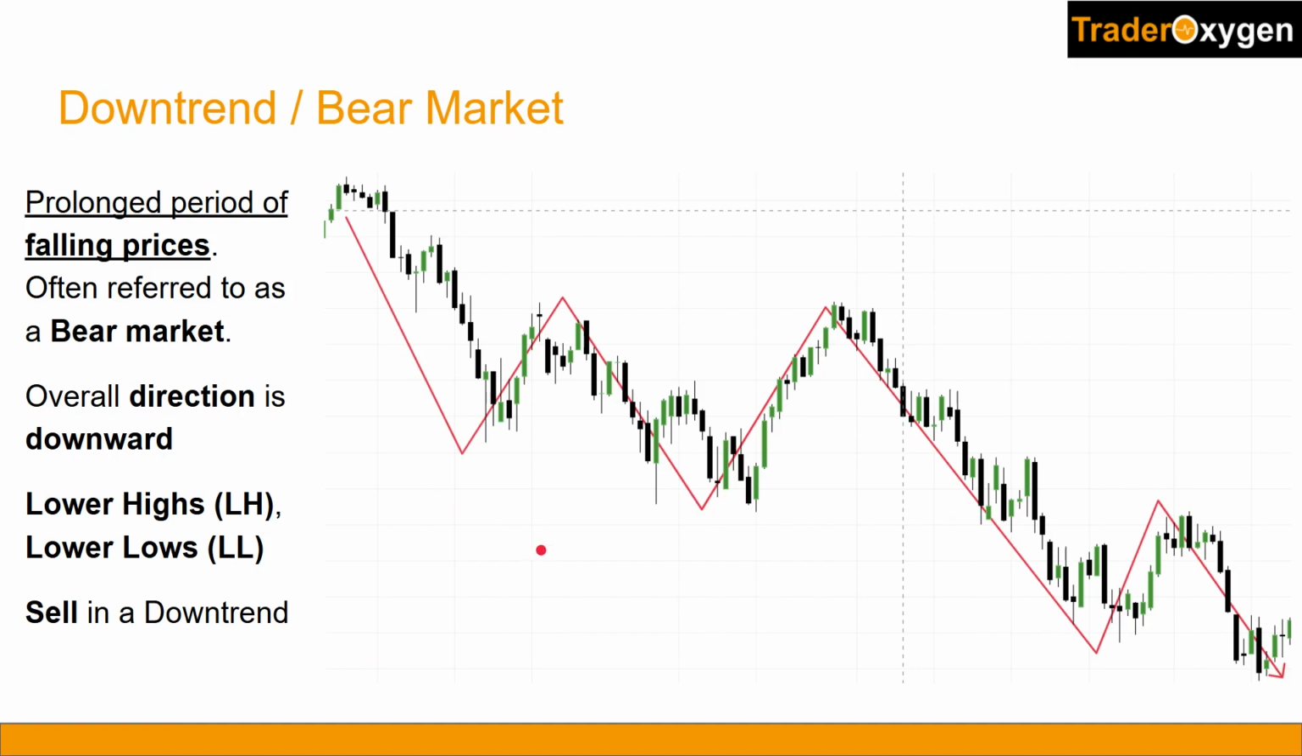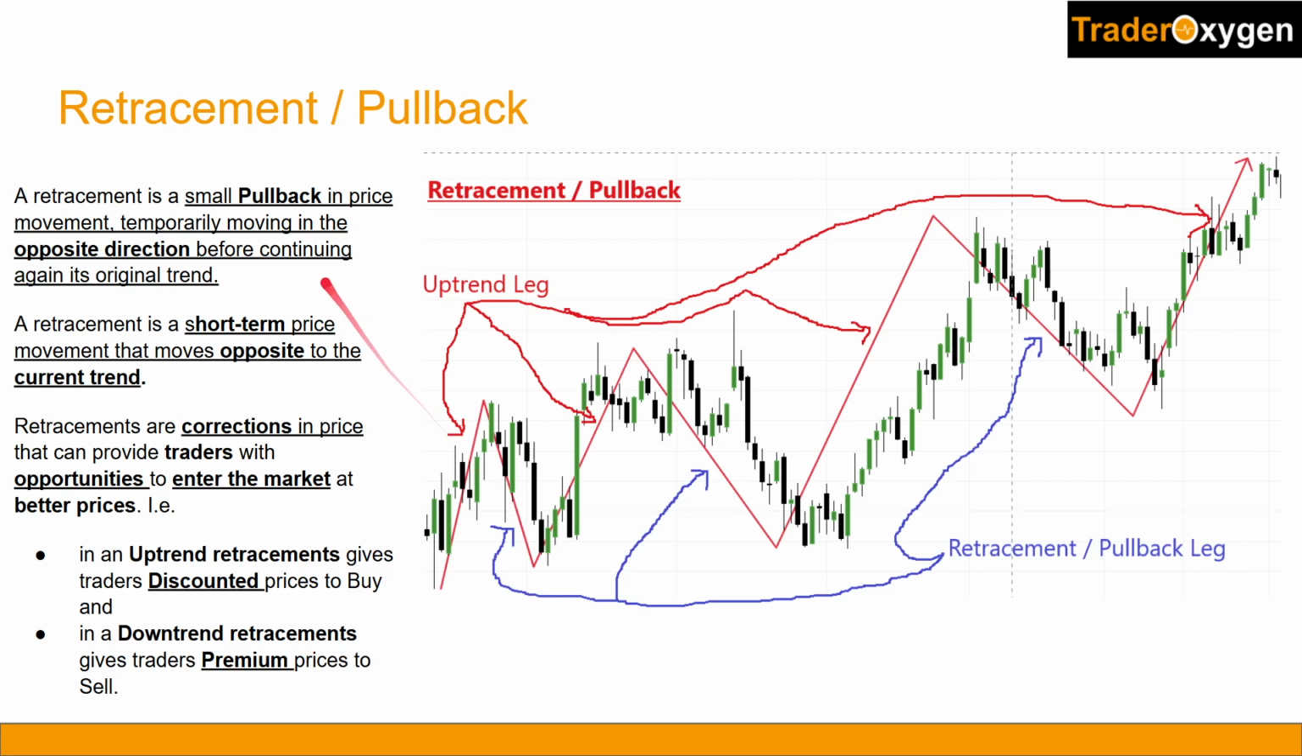Okay, let's see what's next. Retracement, pullback. A retracement is a small pullback in price movement, temporarily moving in the opposite direction before continuing with the current trend. Here is an example for an uptrend. The price is supposed to go up in an uptrend, and it is going up. However, you can see small pullbacks. This is a pullback, this is a pullback, in the opposite direction of the trend.